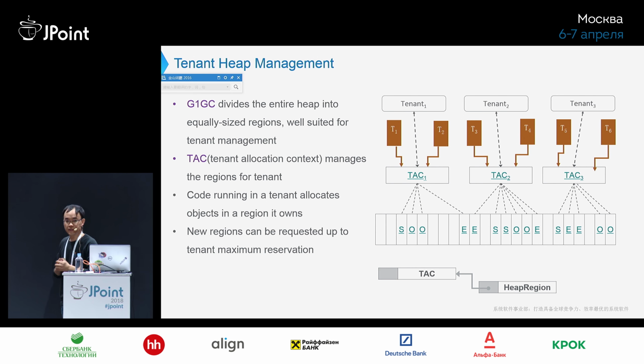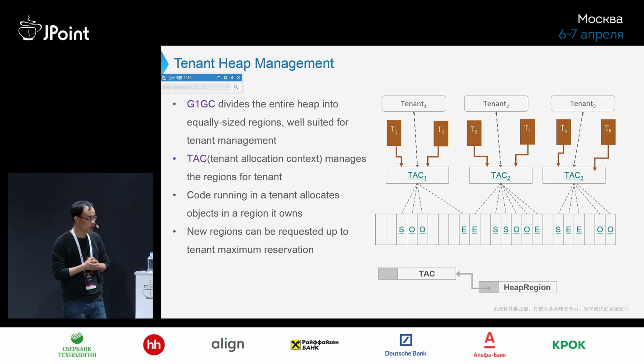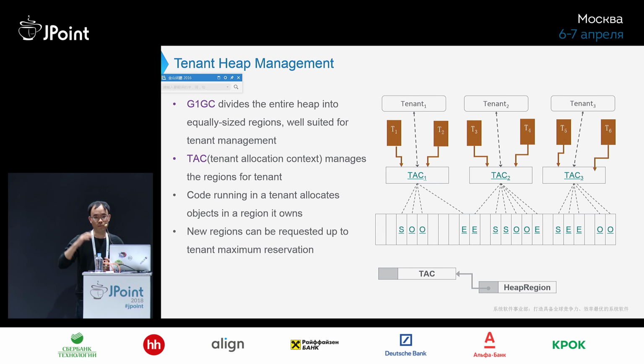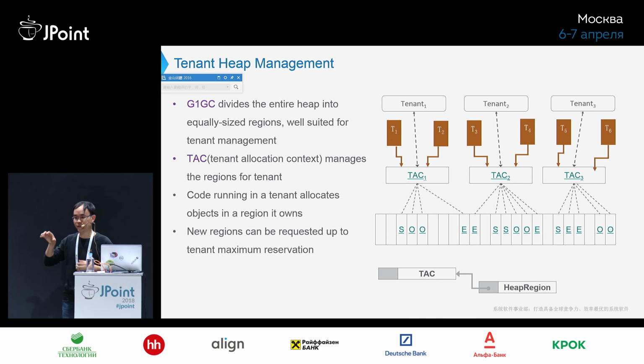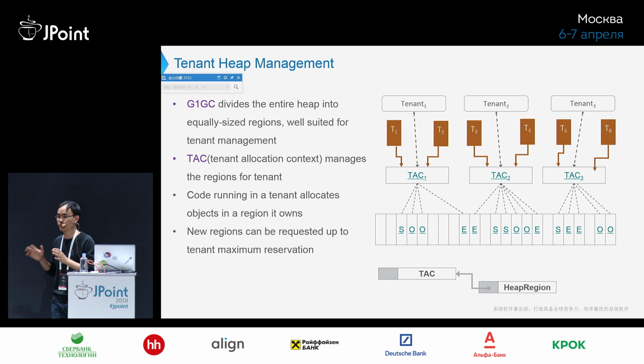Okay, the second thing is how can we do tenant heap management for each tenant? You can just look at this picture from bottom to top, and our implementation is based on the G1 garbage collector. From the bottom, G1 GC divides the entire heap into equally sized heap regions, and based on that, we create what we call a tenant allocation context. We call it TAC. TAC helps a tenant manage a group of heap regions.